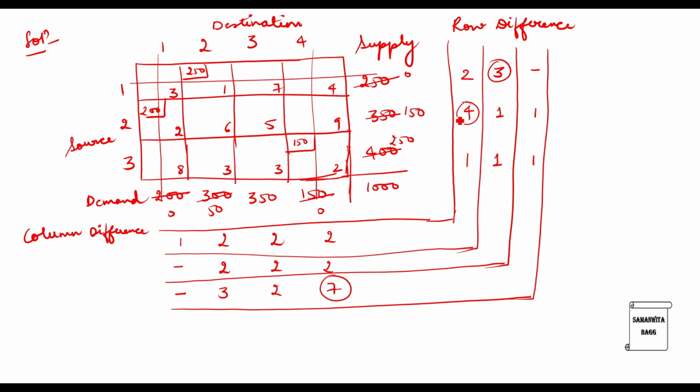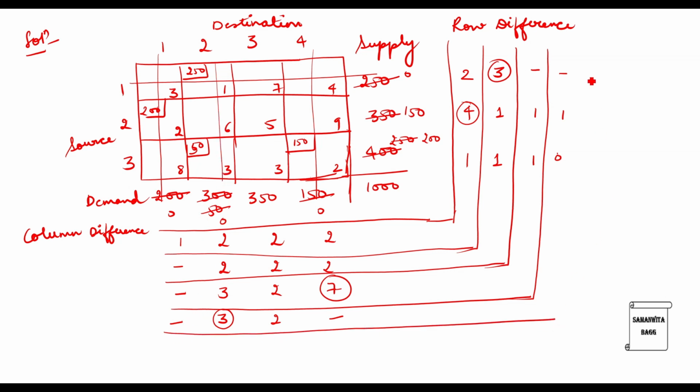Now let's go for the next difference calculation. 6 minus 5, 1. 3 minus 3 is 0. Here 6 minus 3 is 3. 5 minus 3 is 2. This also does not exist. So amongst all of this, 3 is the highest value. Corresponding to this, 3 is the least value. Its corresponding supply and demand: demand is 50, supply is 250. So I can allocate only 50 over here. This becomes 0 and this becomes 200. Since this is 0, this will get cancelled. This calculation also ends here.